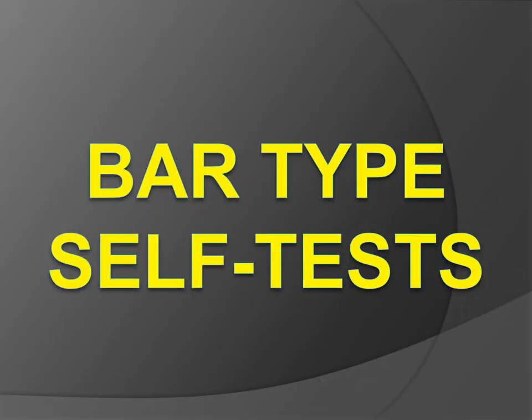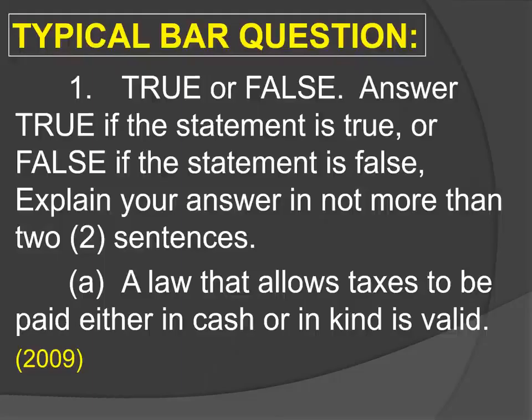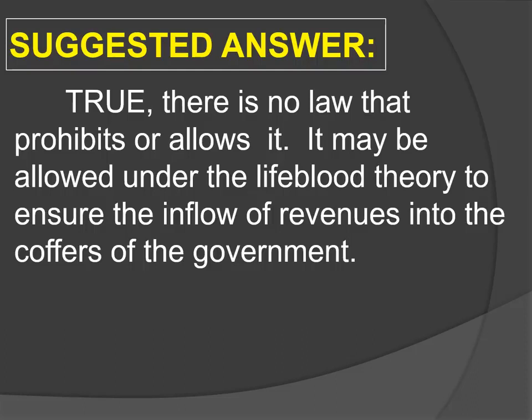So let's look at some bar problems that have been asked in the past related to this and how the questions were couched. True or false. Answer true if the statement is true or false if the statement is false. Explain your answer in not more than 2 sentences. A law that allows taxes to be paid either in cash or in kind is valid. So true, there is no law that prohibits or allows it. It may be allowed under the Lifeblood theory to ensure the inflow of revenues into the coffers of the government.